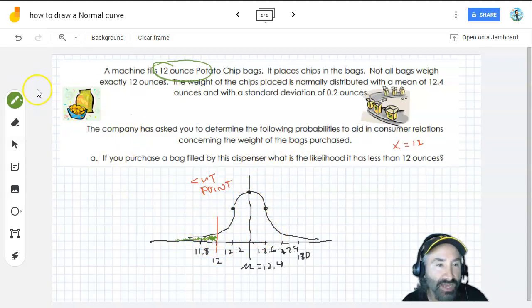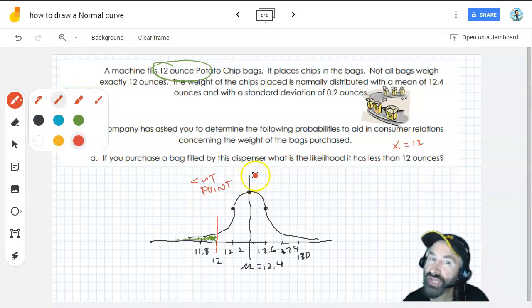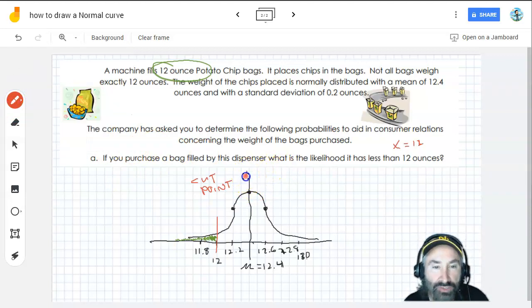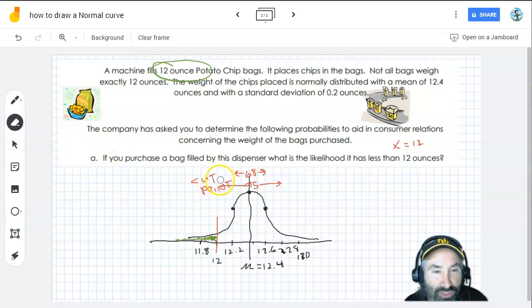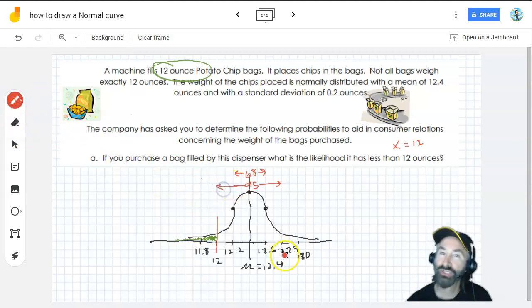We know from the 68, 95, 99.7 rule that 68% is one standard deviation. If we go out two standard deviations, we get to 95%, so we have to go out two standard deviations in both directions. I feel a little OCD here, sorry, guys, let me get rid of that. You could still have cut point in your notes, it wouldn't hurt a thing. Okay, and we're going to say that's 95% of all our data.